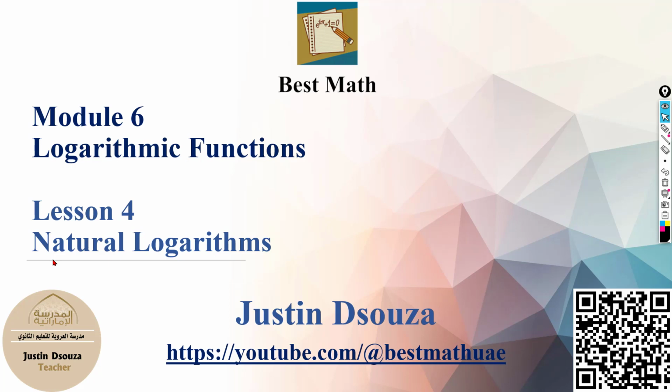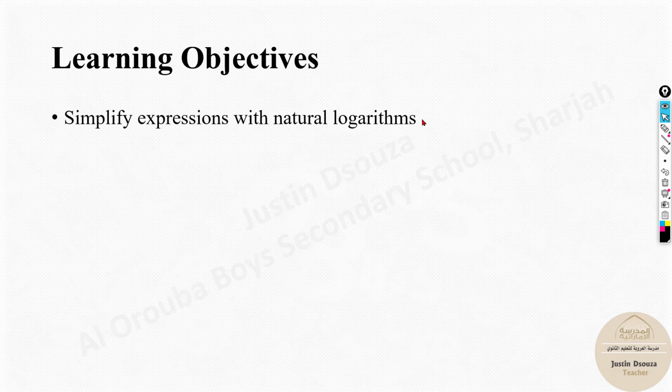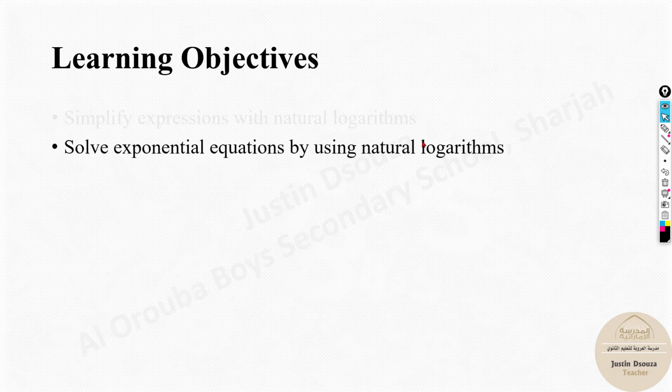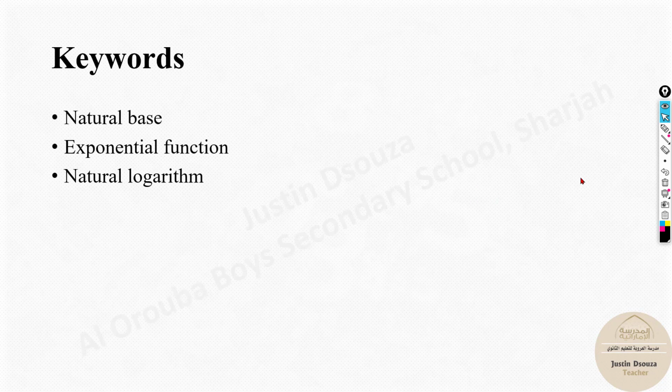The fourth lesson is on natural logarithms. We will look into the learning objectives. It is to simplify expressions with natural logarithms and to solve exponential equations by using natural logarithms. We will come across this natural logarithm in a while. Before that, let's see the keywords. They're natural base, exponential function, a natural logarithm.